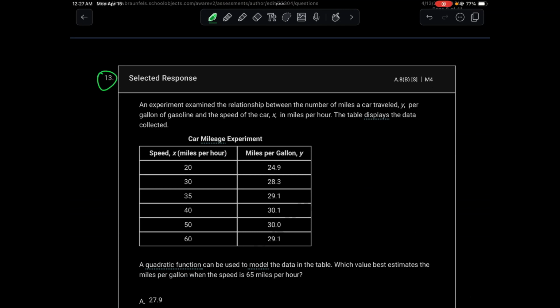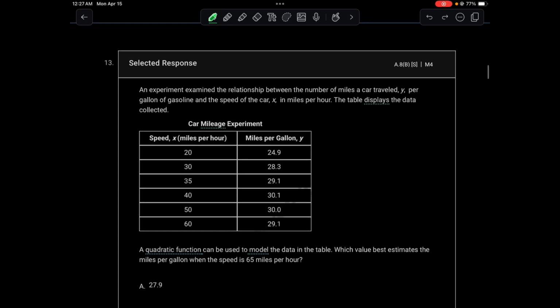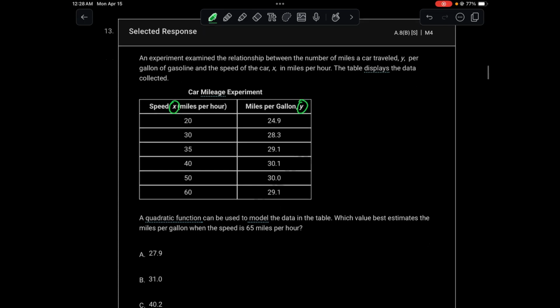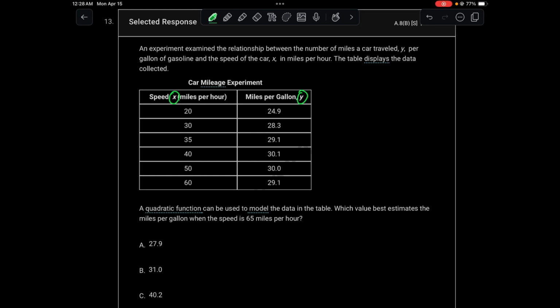Number 13. An experiment examines the relationship between the number of miles a car traveled, so y is miles per gallon of gasoline, and the speed of the car, x, in miles per hour. The table displays the data. You may want to know what they represent here, because it clearly puts the x here and the y, and that's what I need to know.